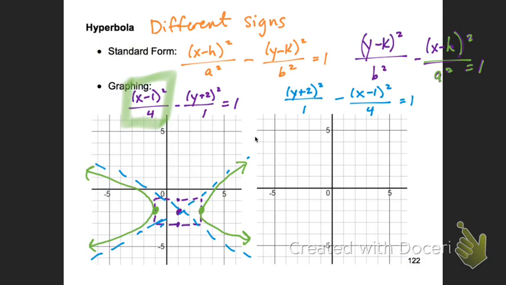My center is still where? 1, negative 2. So the (h, k), it always goes x and y. I still go left and right 2, so my rectangle is going to look identical. I go up and down 1. Make my dashed box. But now my parabolas are going to be doing what? Going up and down. How'd you know? Because the y is positive.